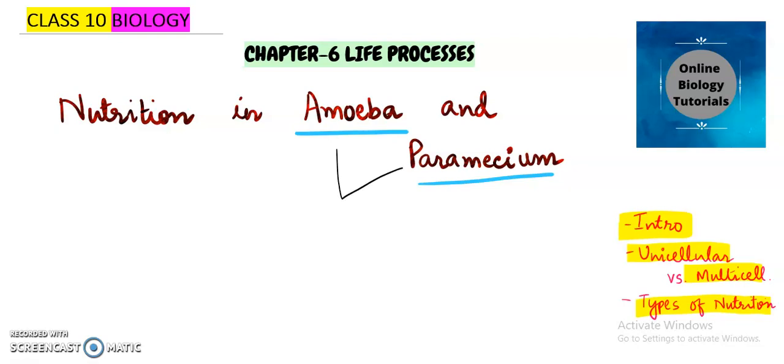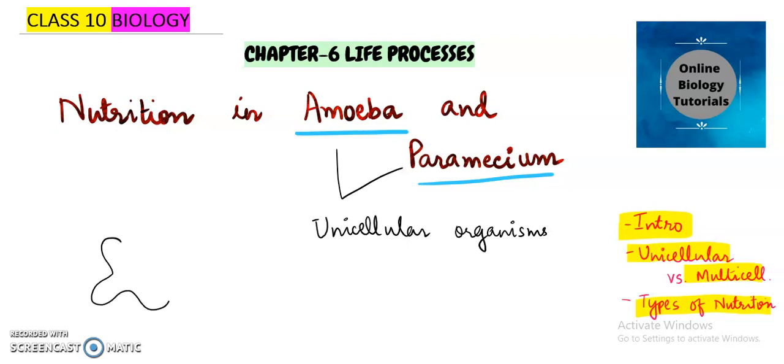Now both amoeba and paramecium fall in the category of unicellular organisms. When I say unicellular, it must be clear to you that they contain just a cell. So that cell has to do all the functions that are required for living: digestion, respiration, circulation, etc. Now, when I am talking about nutrition, we will talk about only one system here in the video, right?